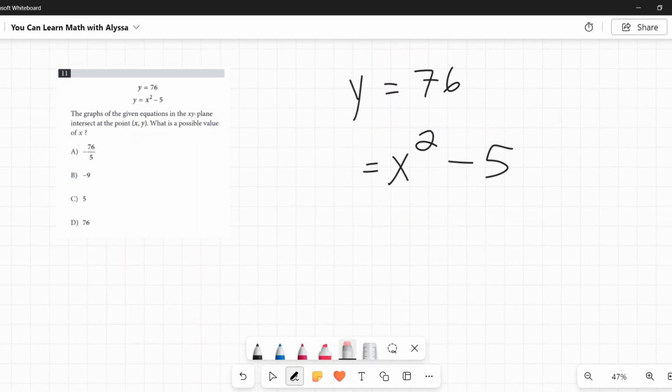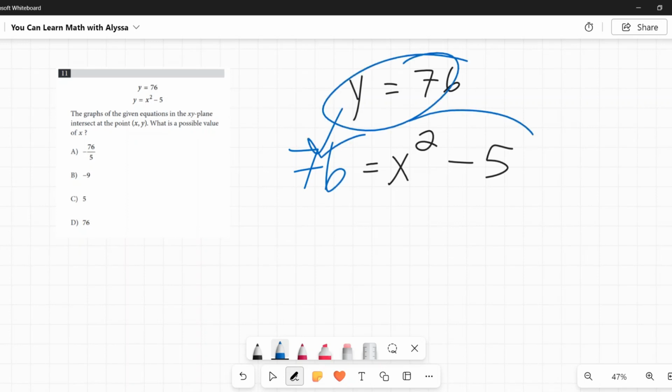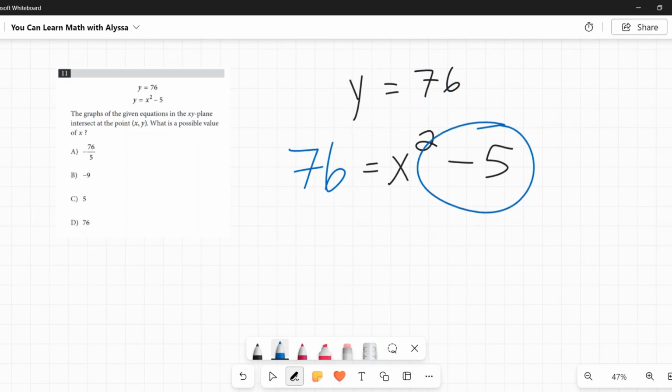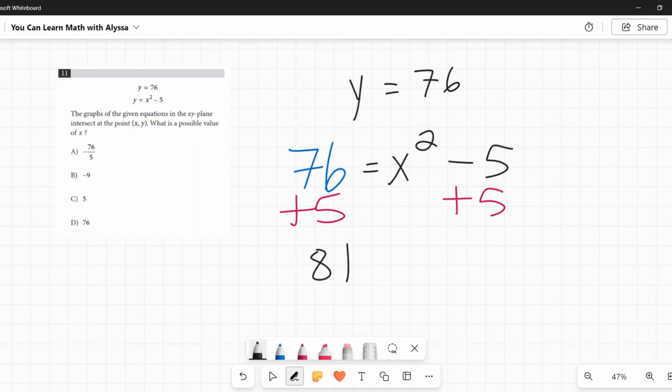You're going to get rid of that y, and you're going to replace it with 76, because you want to know when y is 76, when is this true? What x makes this true? So now we're going to solve for x. First, I want to get rid of that -5. I want to do the opposite. I want to add 5. I need to do that to both sides. 76 plus 5 is 81.